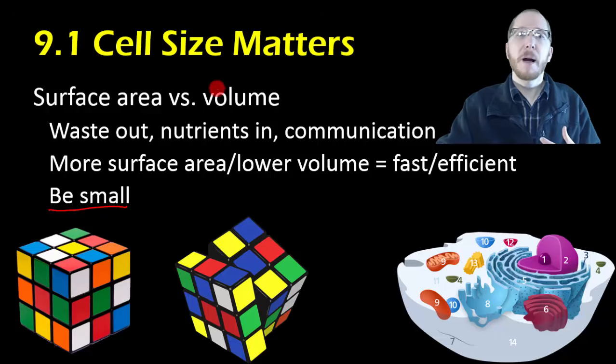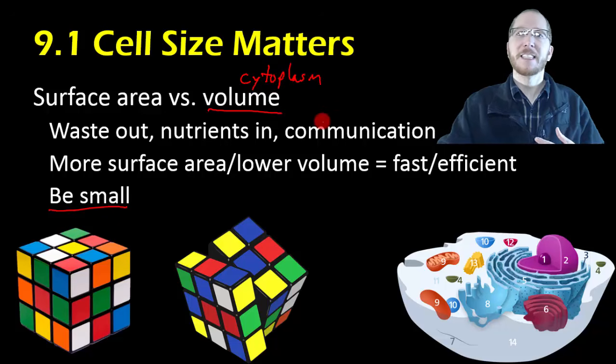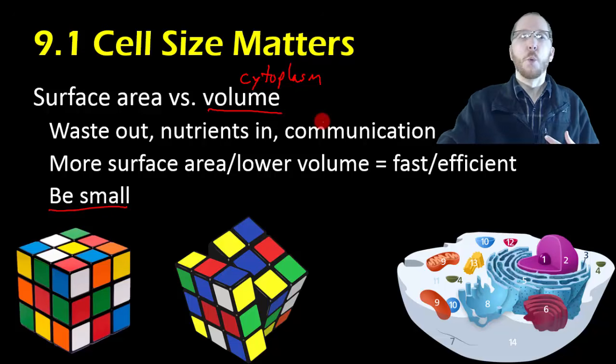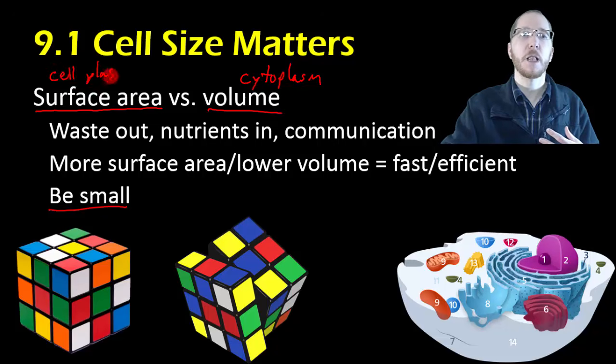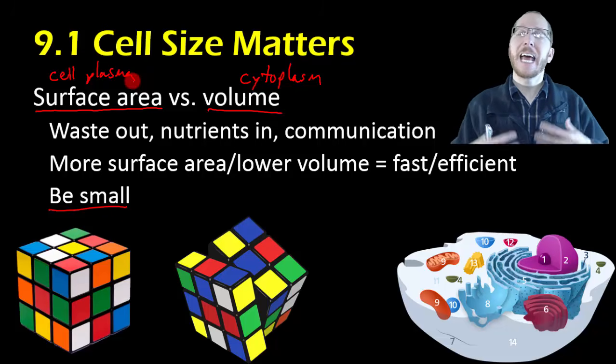So this volume idea that we're going to discuss is really going to be referring to the cell's cytoplasm, its innards. And so that's going to need stuff to metabolically and homeostatically function. We're also going to have this idea of surface area though, and this will be essentially the cell or plasma membrane, whatever you want to call it. And so this is going to be what allows things to get in and out.